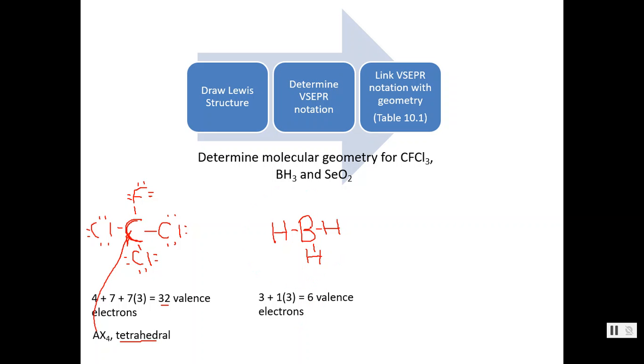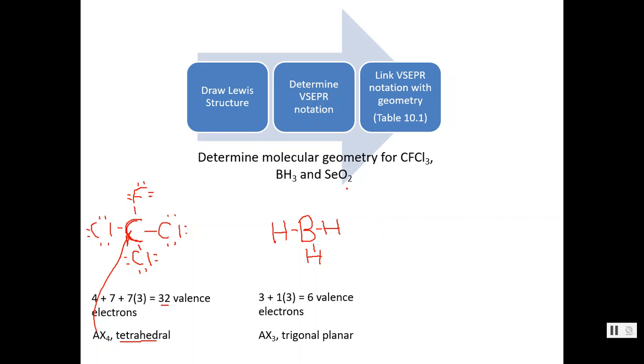Looking at this structure, for my VSEPR notation, I have my central atom, which is boron. I have my 3 atoms that are attached. So my VSEPR notation would be AX3. And if you look at table 10.1, the associated geometry with that is trigonal planar.